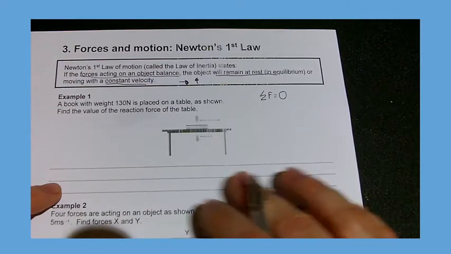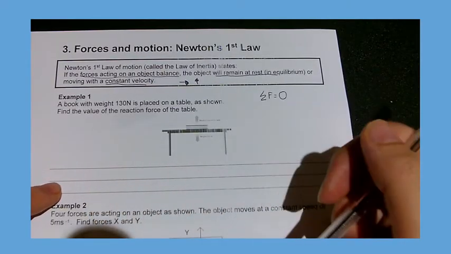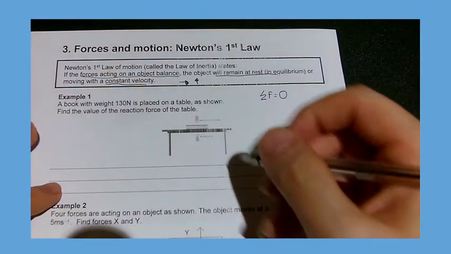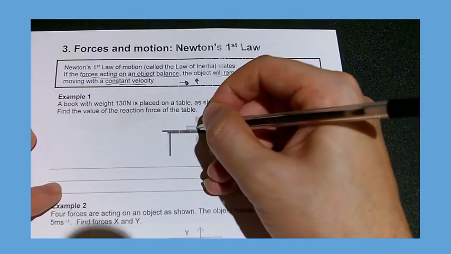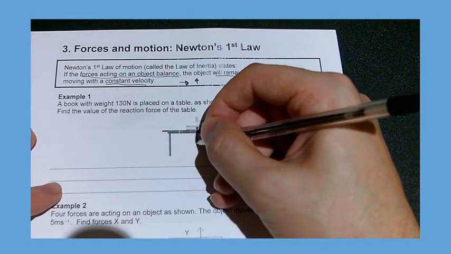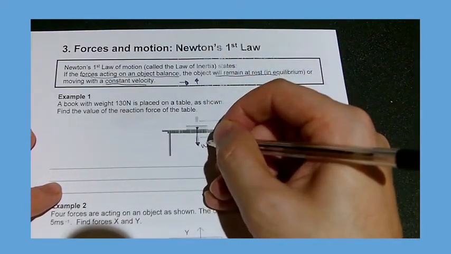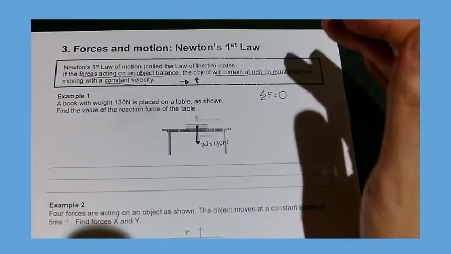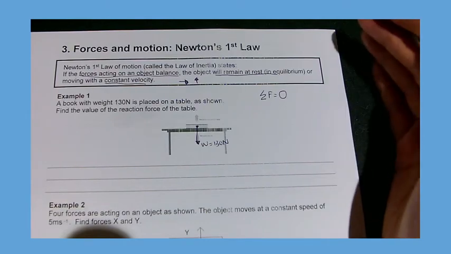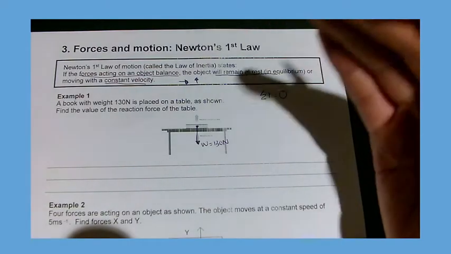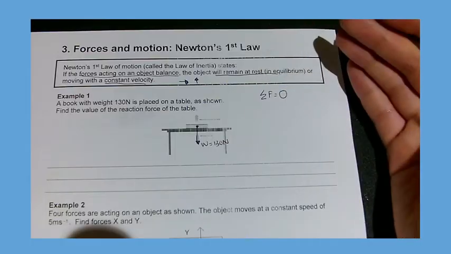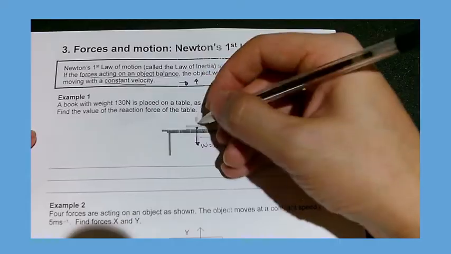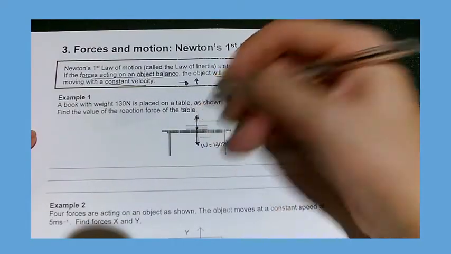So we've got this very simple example here. A book with weight 130 newtons is placed on the table as shown. Find the value of the reaction force of the table on the book. So I'm just going to draw the weight arrow, 130 newtons. Now the book is at rest on the table, so there must be a force that balances that weight, in the same line of action as the weight, and that is our normal reaction force.